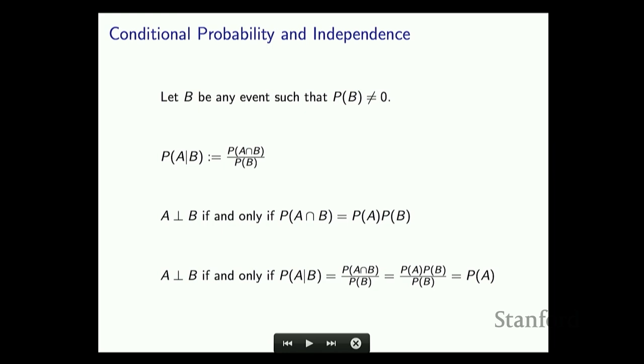A and B are independent events if and only if the probability of A given B is equal to the probability of A, which means the probability of A does not change whether B occurred or not. Right? So then A and B are independent.